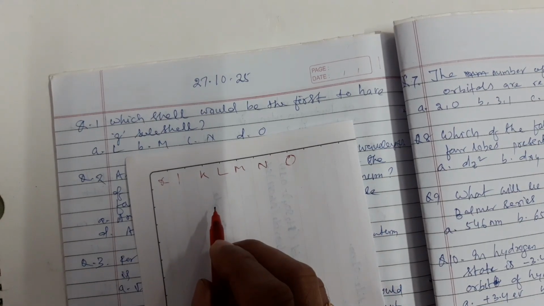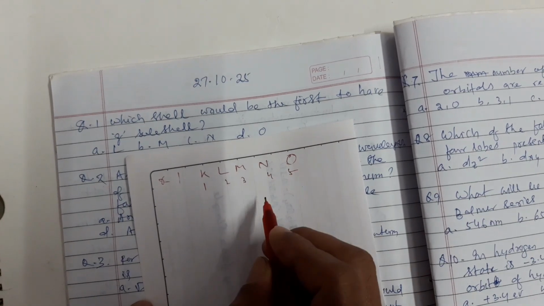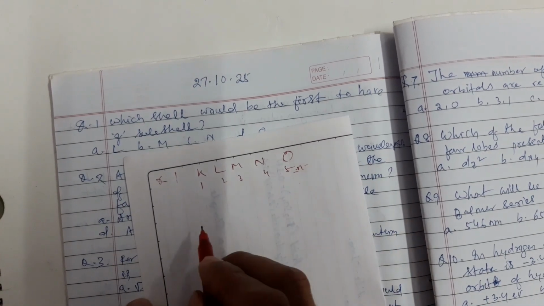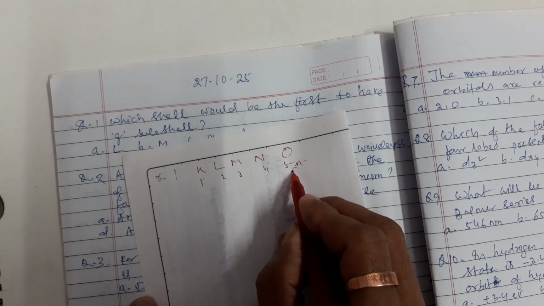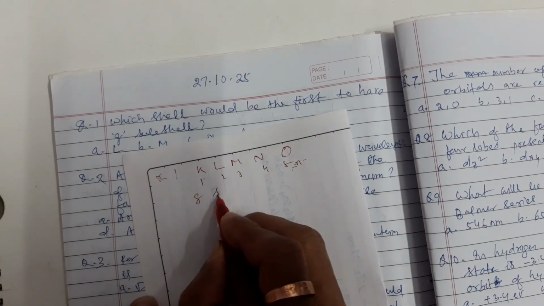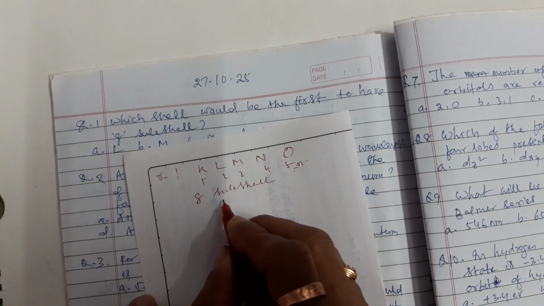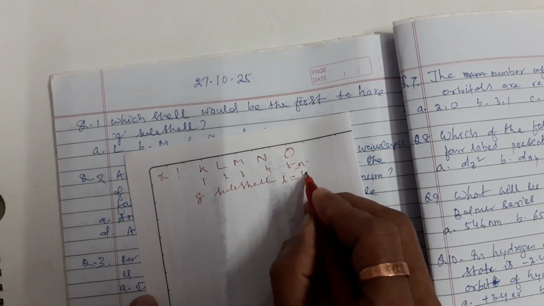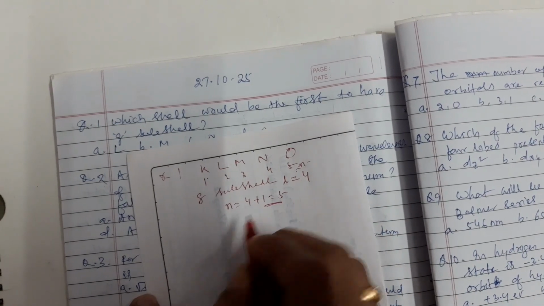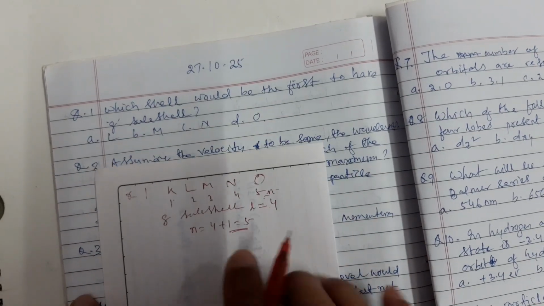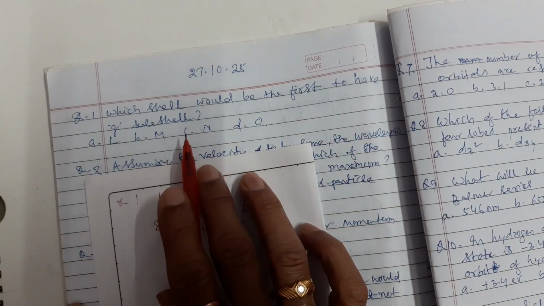So n equals 1, 2, 3, 4, and this is 5. So for the g subshell, K, L, M, N, in O there is a g subshell. What is the value of the azimuthal quantum number for g? It is 4. So n is equal to 4 plus 1, that is 5. Understand? So choice D is the answer for which shell would be the first to have the g subshell.